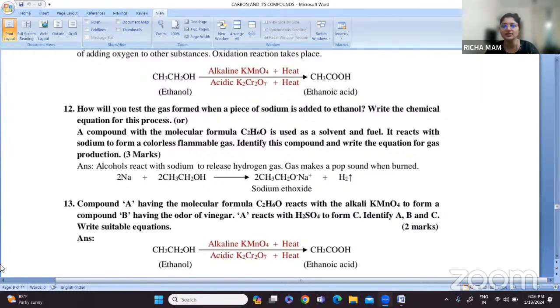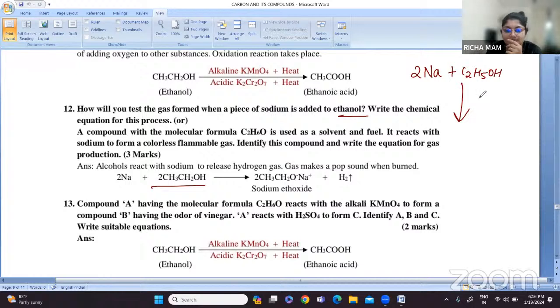So what is happening here? There is an alcohol, ethanol. Ethanol is CH3CH2OH. A piece of sodium is added. Sodium is a highly reactive metal. We are taking ethanol and adding sodium metal to it. When you add sodium metal to the ethanol, a gas is formed and escapes. So which is this gas? By writing the chemical equation, you have to mention these things.